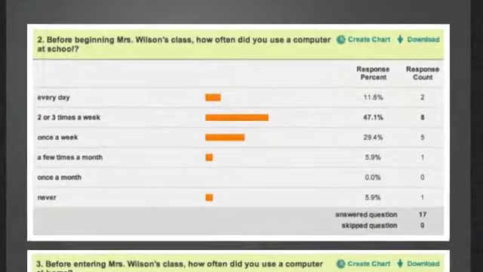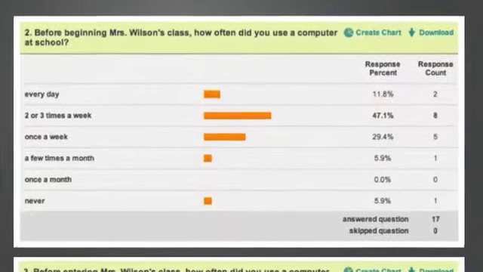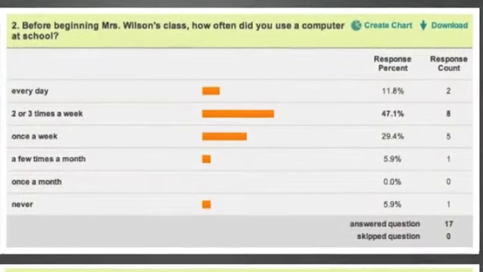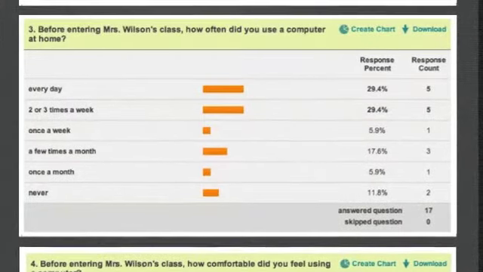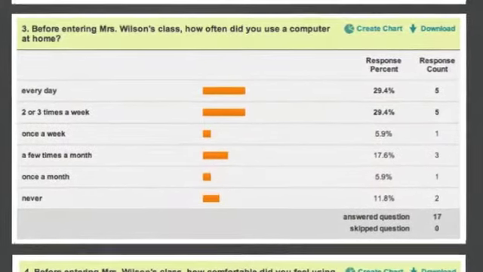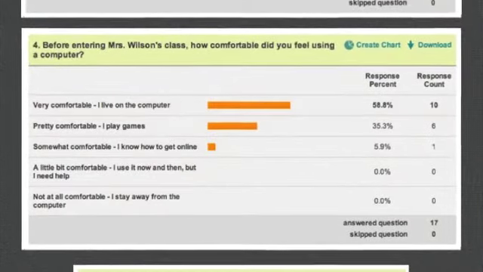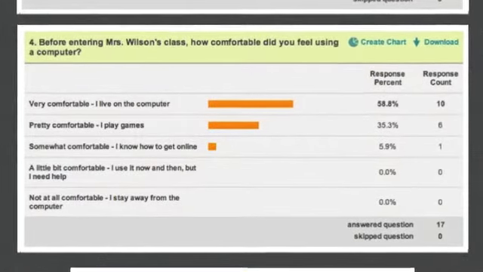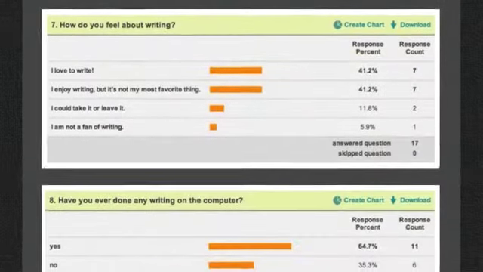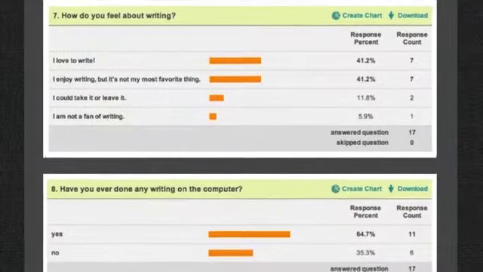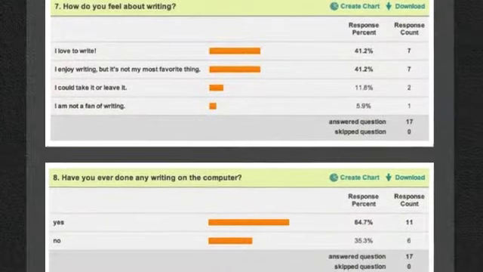At the beginning of my first cycle of research, I gave my class a survey to see how much experience they had with computers and to see how they felt about writing. I was surprised to see how many of my students had a positive attitude towards writing. This was not typical of the students I'd had in the past. As expected, though, all of my students had experience with computers, which was something I was counting on.